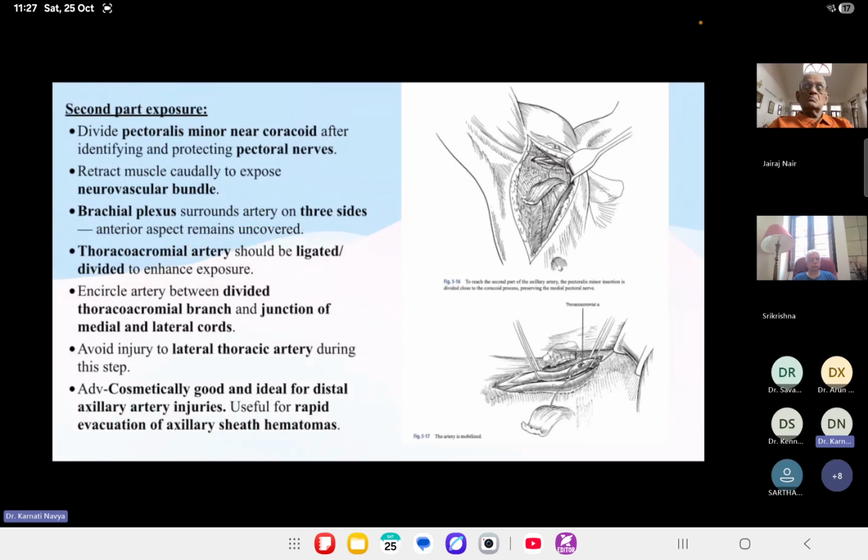It is cosmetically good and ideal for distal axillary artery injuries, and is used for rapid evacuation of axillary sheath hematomas. This is the second part exposure.